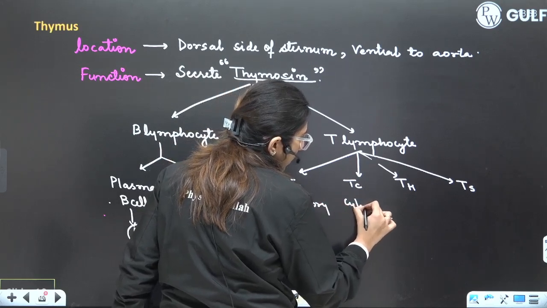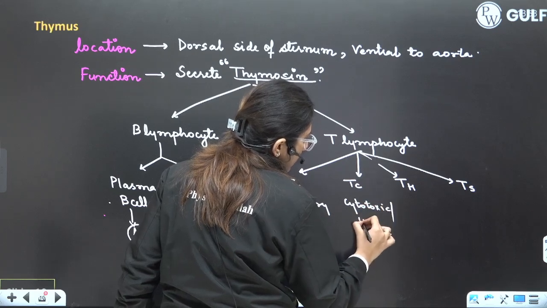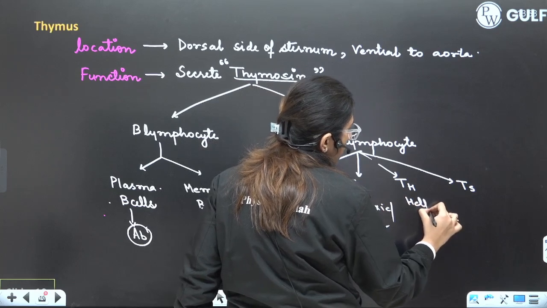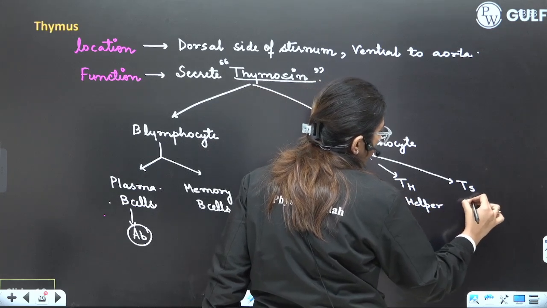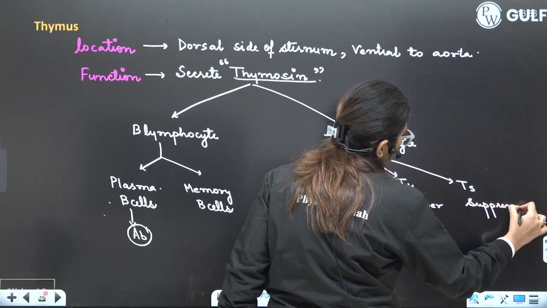Cytotoxic cell, another name is killer cell. Cytotoxic or the killer cell. These are the helper cells, which help. These are the suppressor cells, which suppress the immune system.